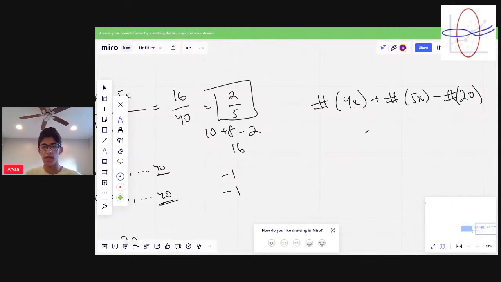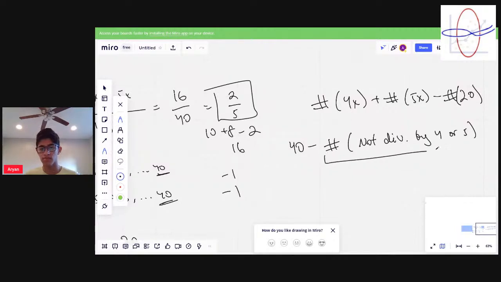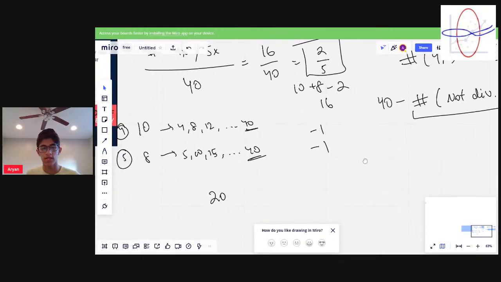So rather than do all this, it might just be easier to find the numbers that aren't divisible by 4 or 5. All we have to do then is 40 minus this value, and this would give us what we desire. There are a couple of ways that you could solve for this expression, because we want to find how many numbers aren't divisible by 4 or 5. But ultimately, you'll see that we use the same strategies as we did here.